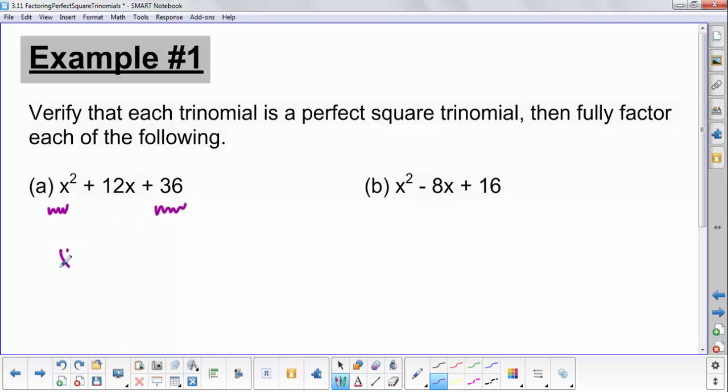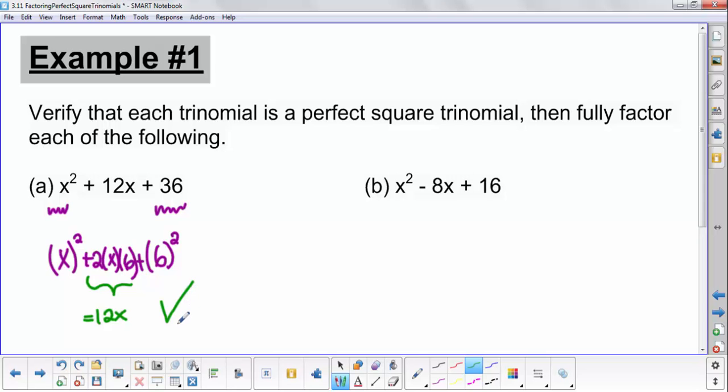So x squared is really the same thing as taking x and squaring it. 36 is the same thing as taking 6 and squaring it. And now we need to verify, does x times 6 times 2 give us that 12x that we're looking for. So because the first and last terms were perfect squares, and because you take the square root of x squared and 36 and multiply them by 2, so 2 times x times 6, it gave us the middle term. That verifies that this is indeed a perfect square trinomial.